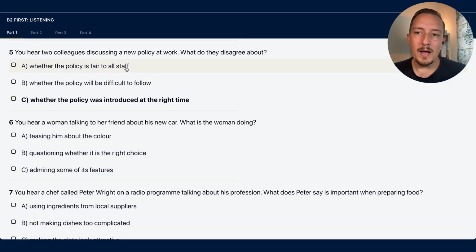For a while, you might have been tempted by A, whether the policy was fair to all staff, because the man does reference this. He says, it hardly seems fair to all staff. But the woman doesn't disagree with him. The woman says, not for every team. So it's almost an agreement with the man. So it's not something they disagree about. It's more leaning towards agreeing. And B, they don't really mention whether the policy will be difficult to follow. There's nothing about the challenge or difficulty of it. So the correct answer to number 5 is C.